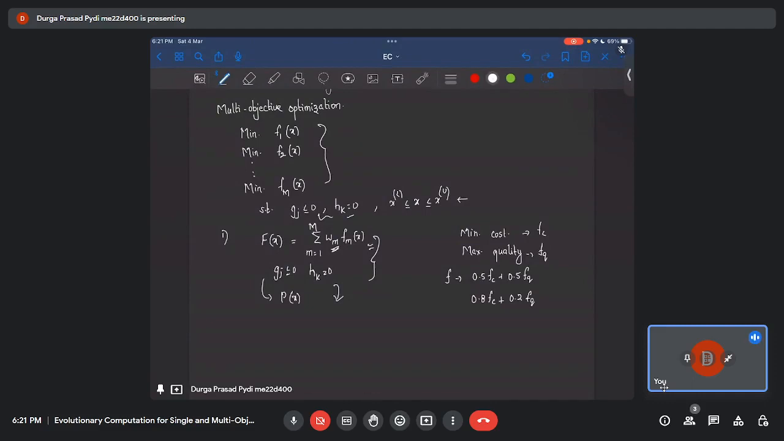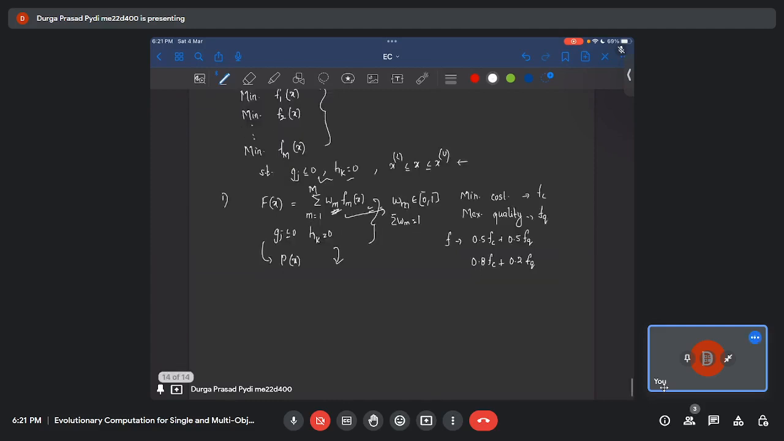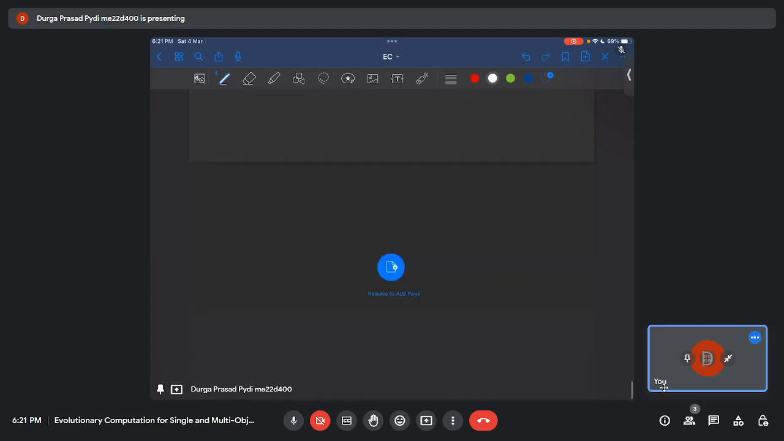You can come up with any values of WM, but the only condition is that all these WM should be within the values of 0 to 1, and the sum of all of them should be equal to 1. So you take a weighted average of all the objective function values and get the actual value of f of x, and then you go about solving it with the same unconstrained optimization problem. That is a single objective unconstrained optimization problem.